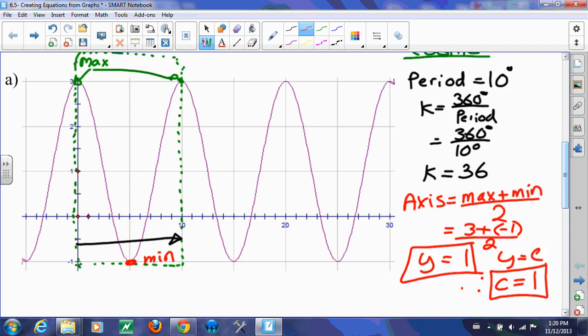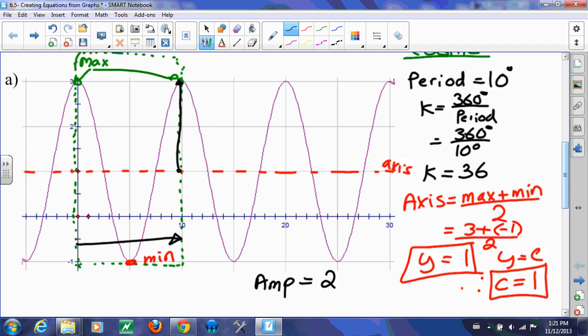The period will help us to get the k value. So what other two letters do we still need? D and A. Okay? A is the amplitude. And before I do my amplitude, I'm just going to draw in my axis on my graph because it's going to make things a little easier. Okay? So this is my axis. And what I need to do is figure out my amplitude. My amplitude, remember guys, is the distance from your axis to your maximum. So if I'm at 1 and I end up at 3, my amplitude here equals 2.